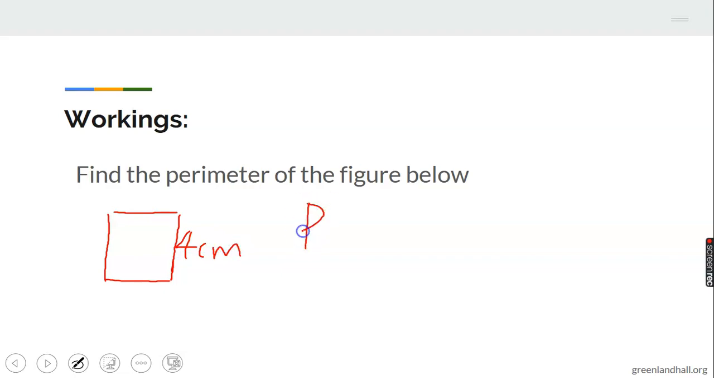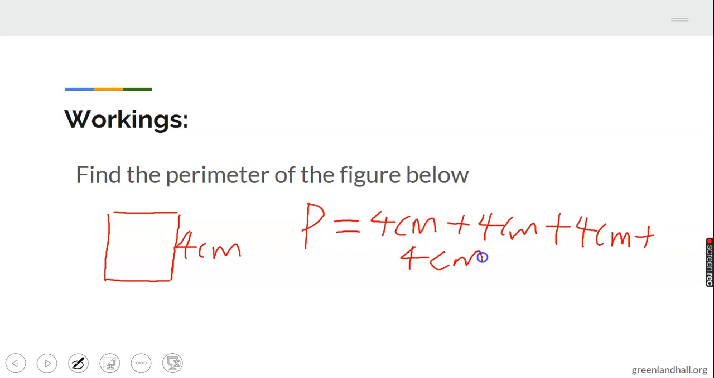Now the perimeter, which is P, is the addition of all the sides. I said all the lengths are equal. So that means 4 centimeters plus 4 centimeters plus 4 centimeters plus 4 centimeters. So that means 4 in 4 places. That is 4 multiplied by 4, which will give you 16 centimeters. I believe you know your multiplication table by now. If you don't know it, go back to it and check.